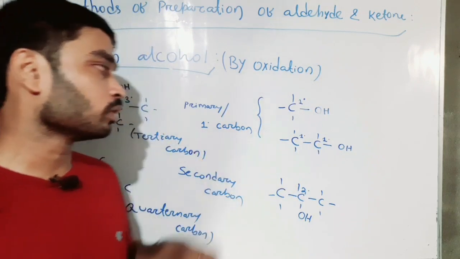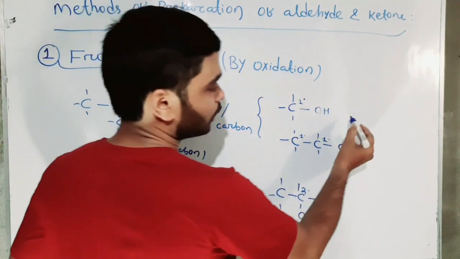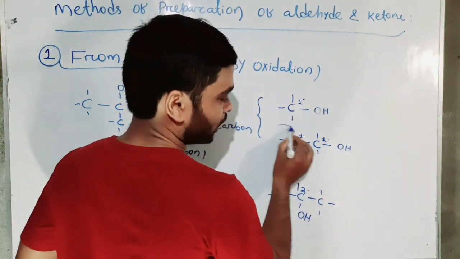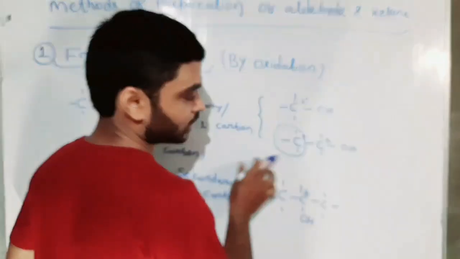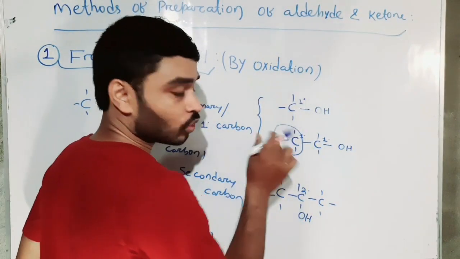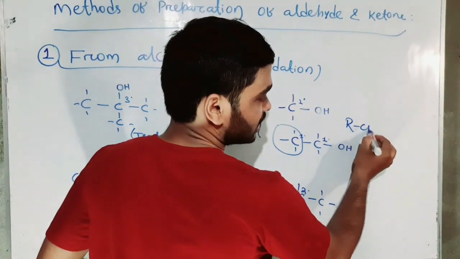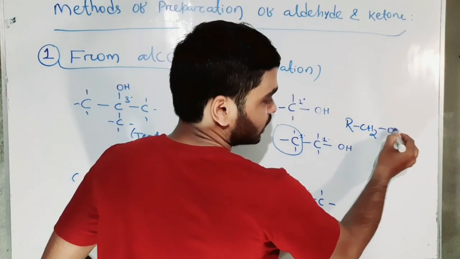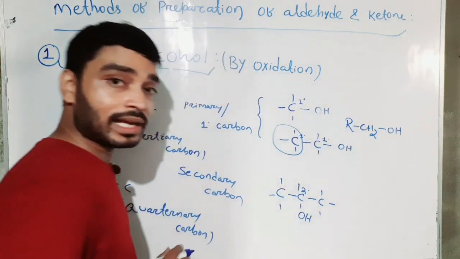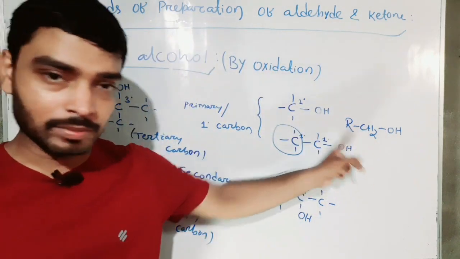In this way, we classified the alcohols, and if you draw the general formula of alcohol from this example, the general formula for primary alcohol will be this part. If you put hydrogen, it will be CH3, which belongs to the alkyl group. So I am writing here R-CH2-OH. It is the general formula for primary alcohol.